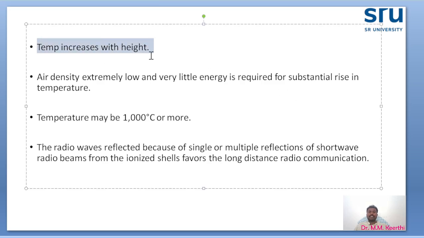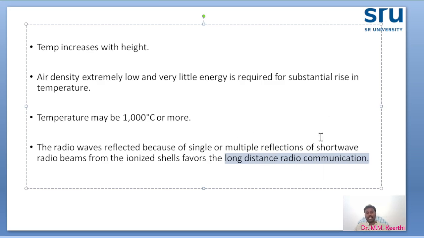Here the temperature increases with the height. In this region, the temperature is increasing as the height is increasing. The air density is extremely low, so very little energy is required for a substantial rise in temperature. The temperature may reach around 1000 degrees Celsius or more. That's the reason long wave radiation, meaning long distance radio communications, will occur here.